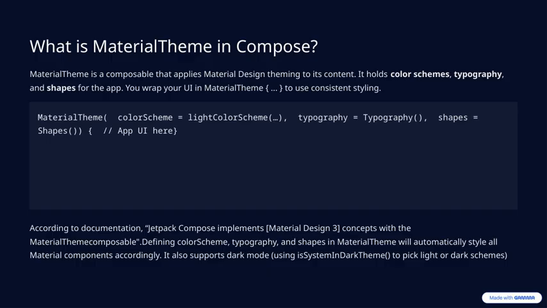And an important point to remember is that MaterialTheme also supports dark mode. You can dynamically switch between light and dark themes by using functions like isSystemInDarkTheme to check the system's setting and apply the appropriate color scheme. This helps your app adapt seamlessly to user preferences, enhancing user experience and accessibility.